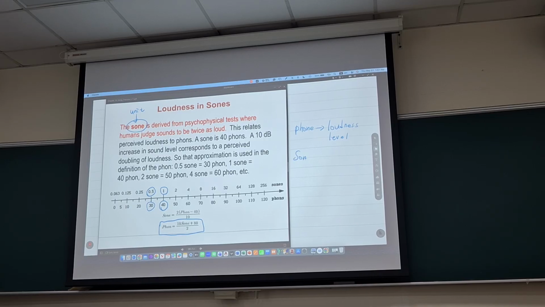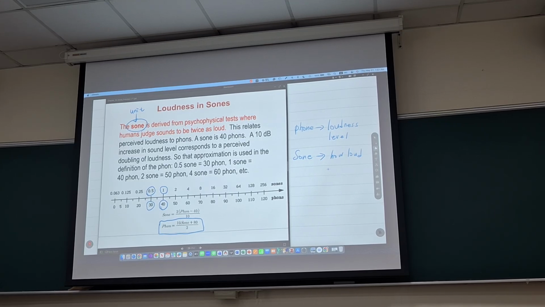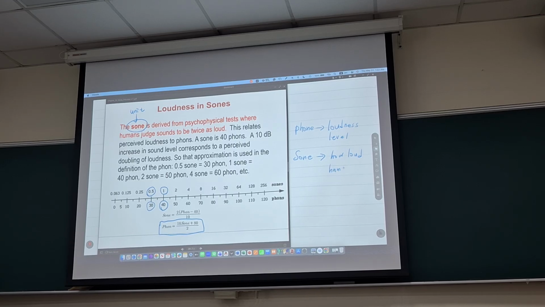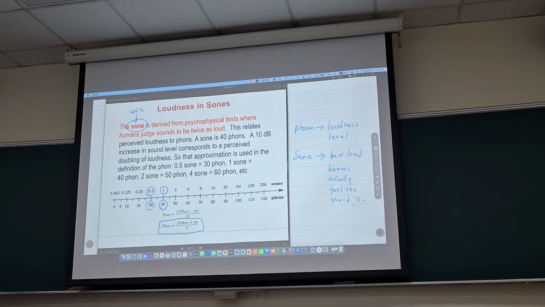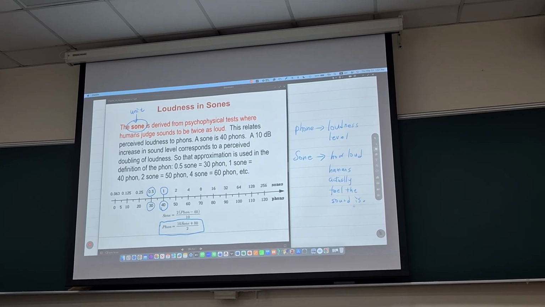However, we use sound to measure how loud humans actually feel the sound. Besides the conversion, one sound equals 40 phones.